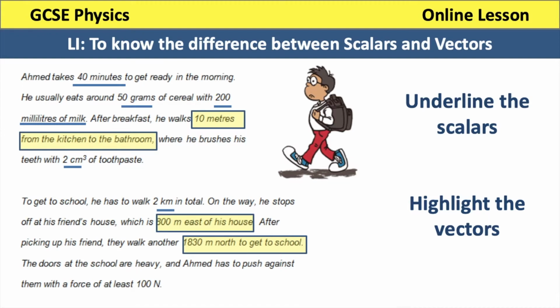And then finally, the doors at the school are heavy, so he has to push against the door with a force of at least 100 newtons. That one I would forgive you for forgetting that could be a scalar, but forces are vectors. We know which direction they act, and because it says he pushes against the doors, that means that the force is going in the direction towards the door, so we know that that is actually a vector.